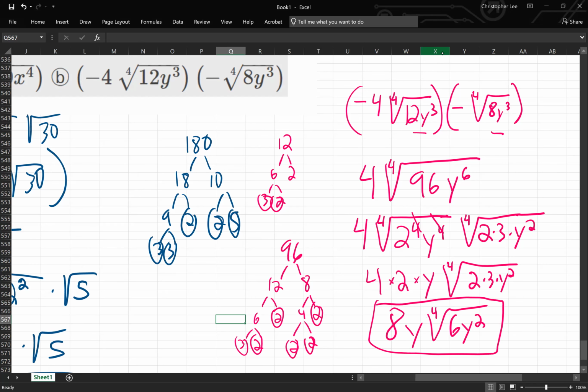To be honest with you, I don't even think you got that on your homework, but just so you could see it. Whenever you see me splitting the variable like that, like y to the 6, I'm doing it by the index. So this is the fourth root, so y to the fourth power is divisible. And then whatever's left over, I leave on the other side as y squared. So that's how I'm doing that one.